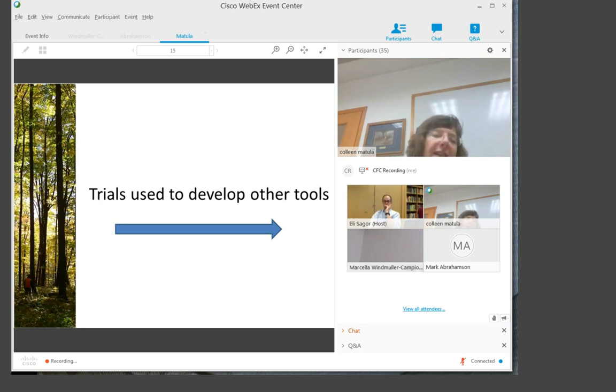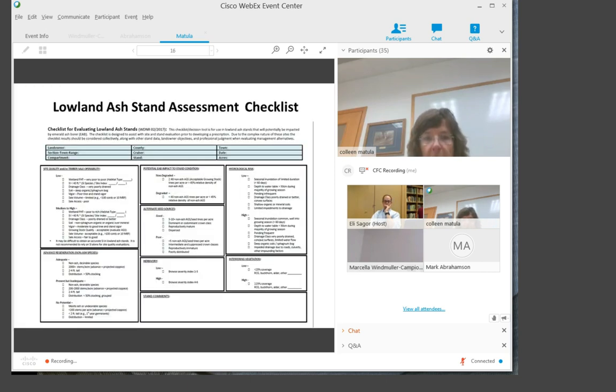So now I'd like to toggle into, so we have all these silviculture trials in black ash. What other tools are we developing right now in Wisconsin as we learn more about managing these black ash types? Right now, one of my colleagues, Greg Edge, is developing what's called a lowland ash stand assessment checklist. This is very important for field foresters to take with them in the field and look at various attributes if they're considering management in black ash.